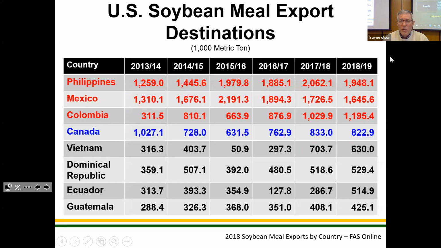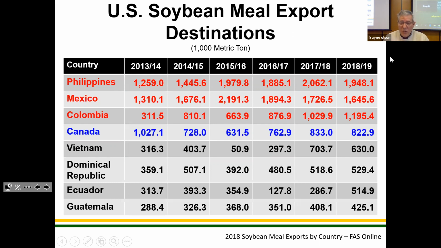Now, we do export soybean meal. On a sidebar, I want to point out that about 25% of our soybean meal is exported, typically to countries that have growth in their livestock sector but do not have the crushing capacity. The top 3 are the Philippines, Mexico, and Colombia. Notice Mexico is also buying a lot of soybean meal from us. So not only are they buying raw soybeans, but also soybean meal, primarily because of the growth of their livestock sector.